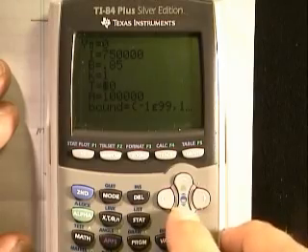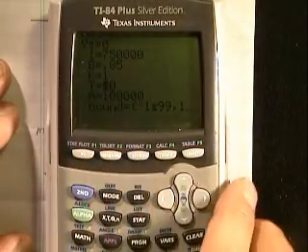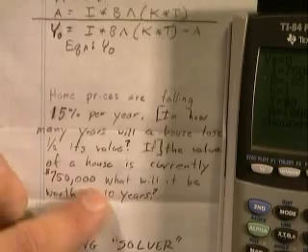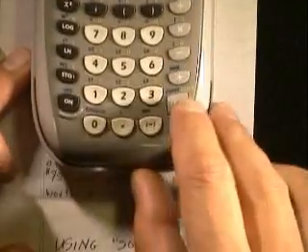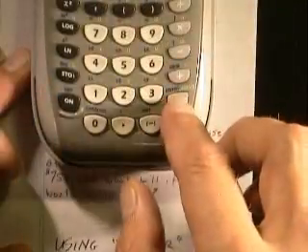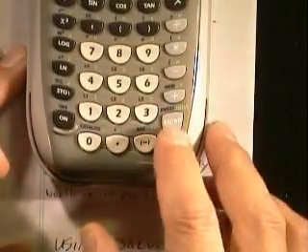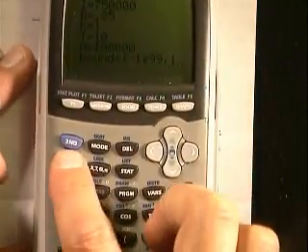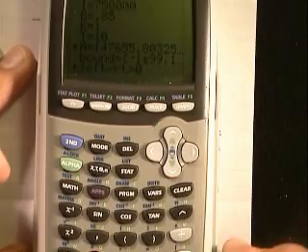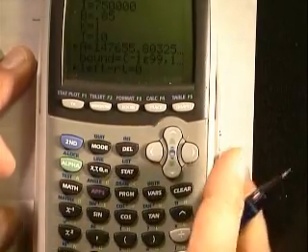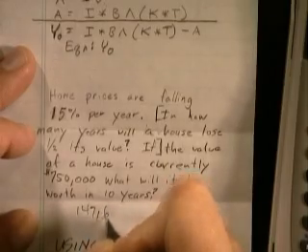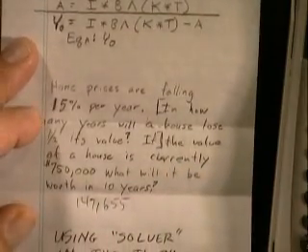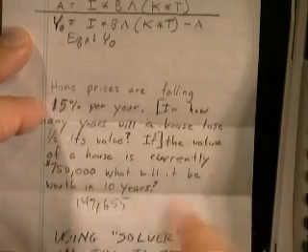And all I've got to do is put my cursor on what I want, which is the output value, what it will be worth in 10 years. So I put it on A, and then I do this: alpha, solve, which happens to be the enter key. Alpha, solve. So here I go with the cursor on A. Alpha, solve. And it tells me that it'll be worth about $147,655.